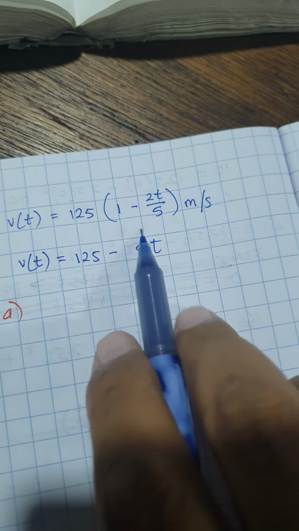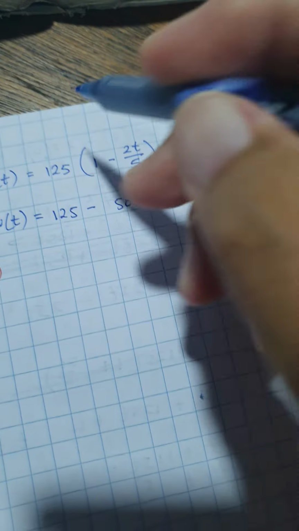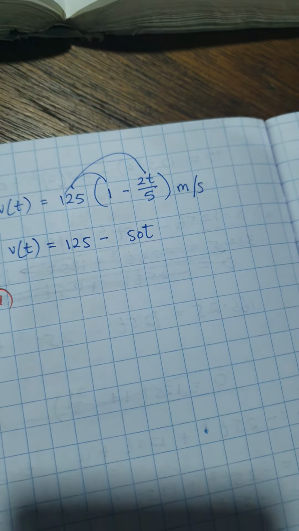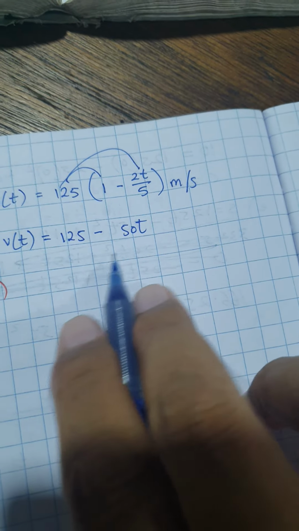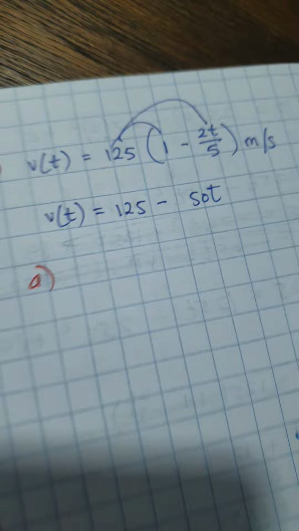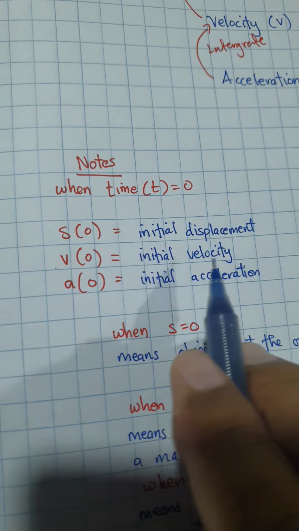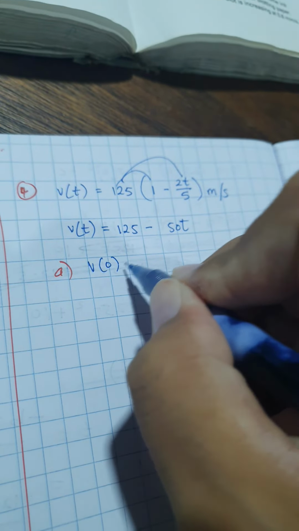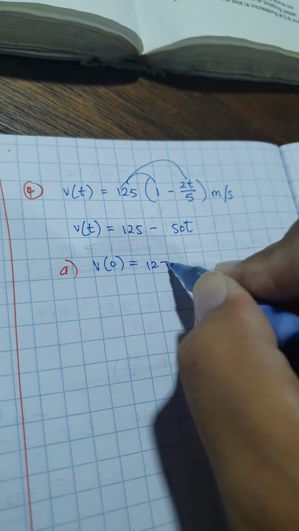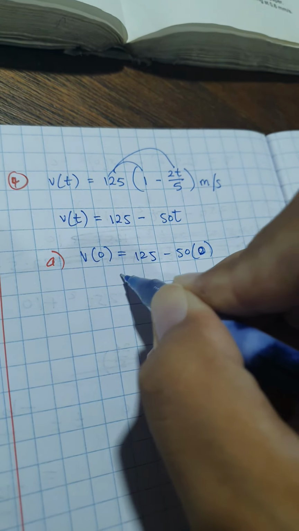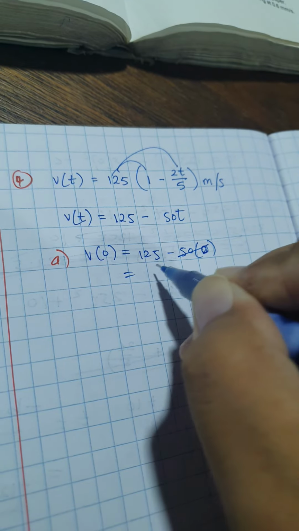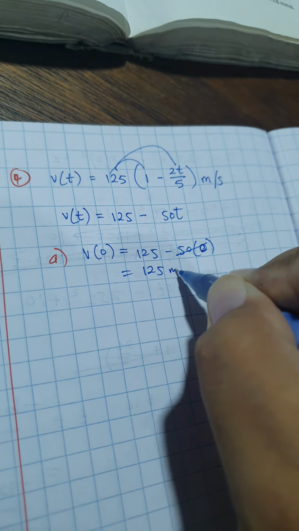Okay, formula. I expand the bracket, and then I get 125 minus 50t. It says find the initial velocity. As a side note, initial velocity is where time equals 0. So we just sub in 0 for time. That's 125 minus 50 times 0. So 50 times 0 is 0, leaving you with 125 meters per second.